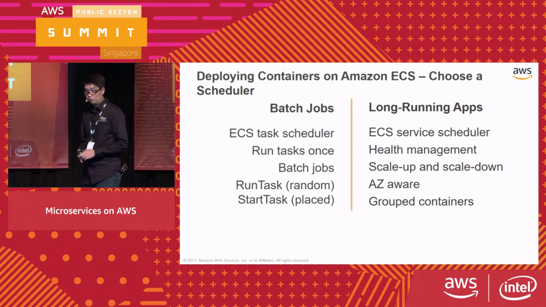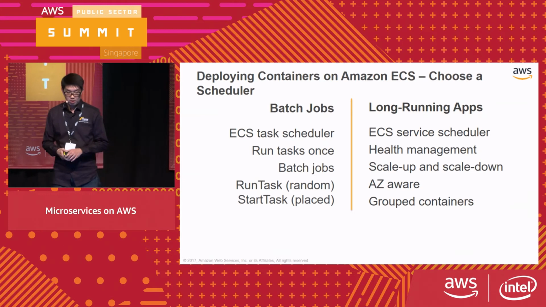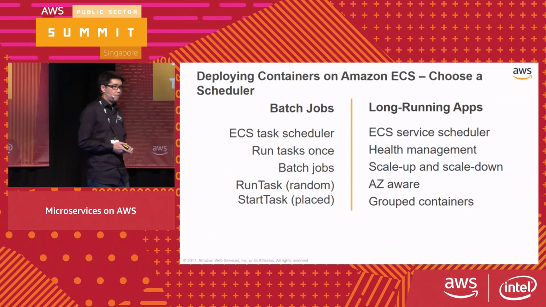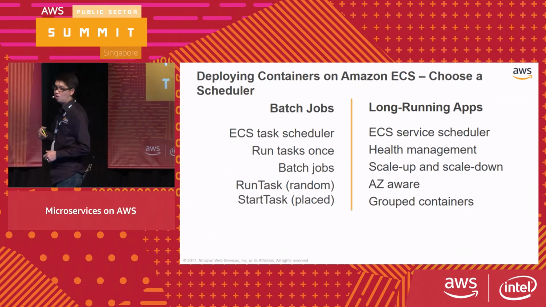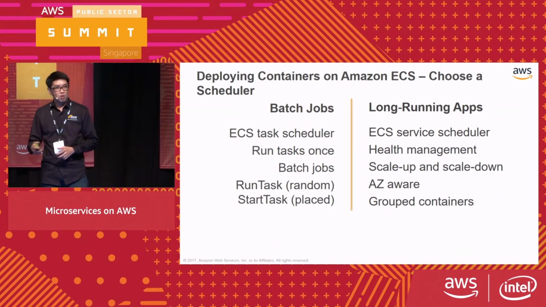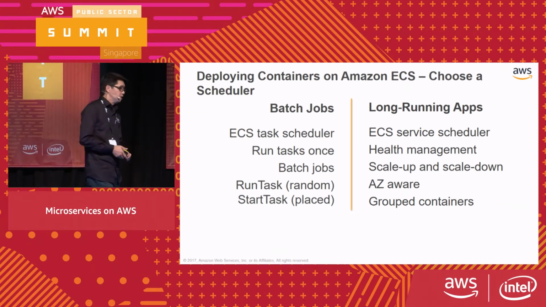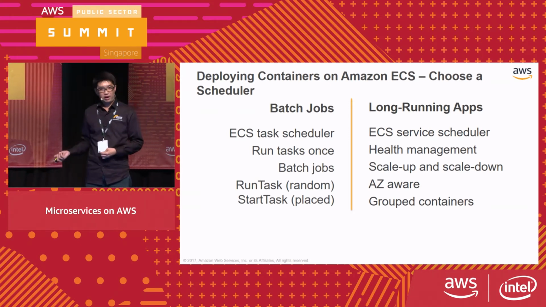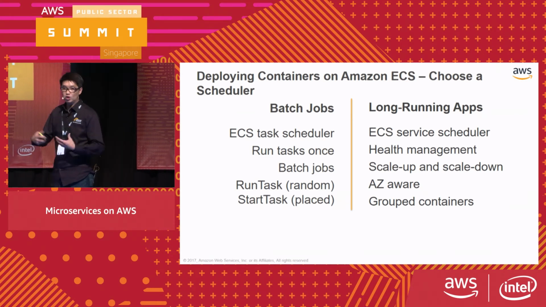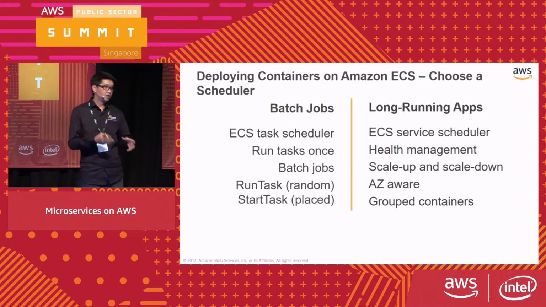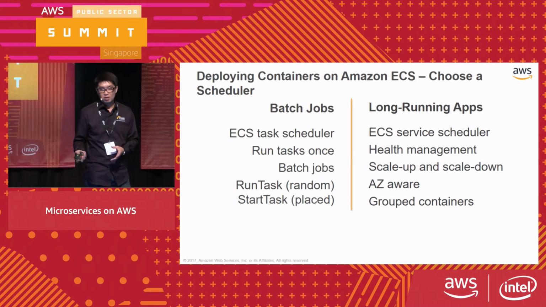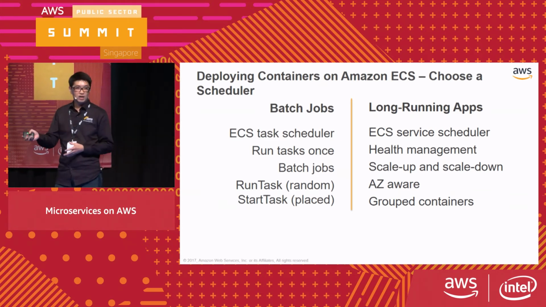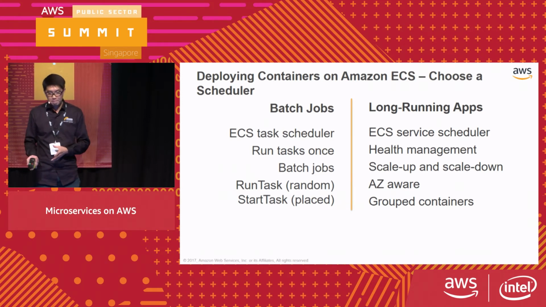Now, let's get back to the schedule types that I mentioned earlier on. One is the ECS task scheduler. Task scheduler is suitable for running batch jobs or a job that you need to run once. Once it's complete, it will exit. There are 2 ways for you to run the task. One is called run task. Run task doesn't care which host it runs on. The resource manager will decide, based on the requirements of your service, which host it will run on. Similarly, for start task, the only difference is that you are able to decide which host you want to run on.